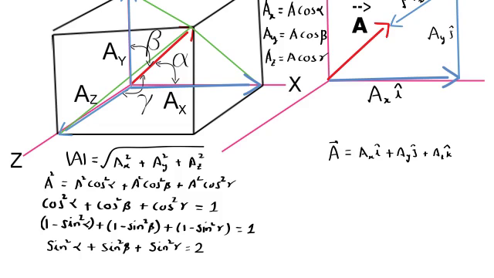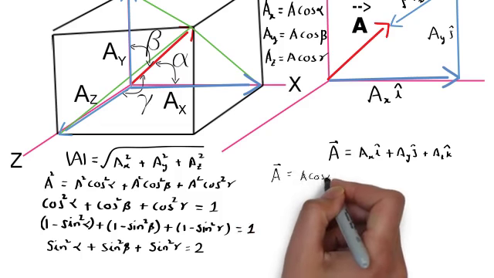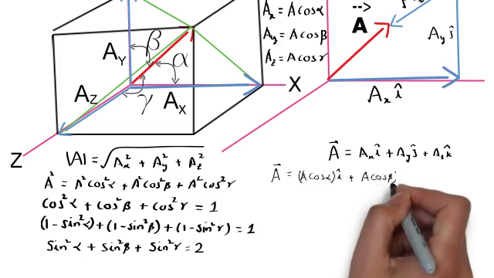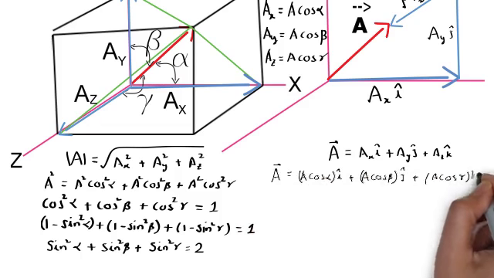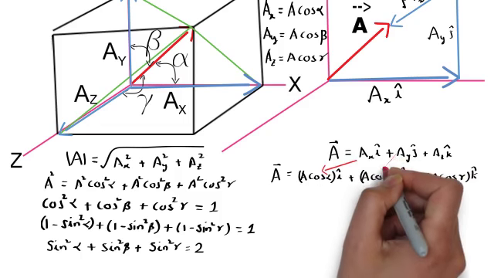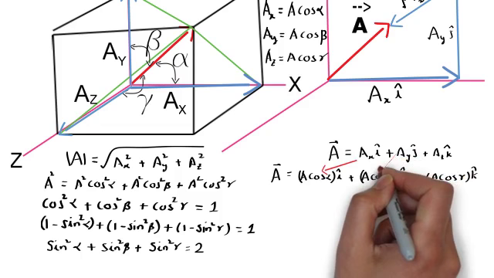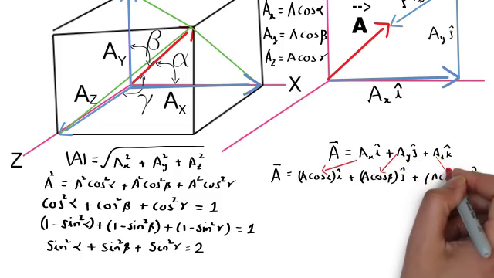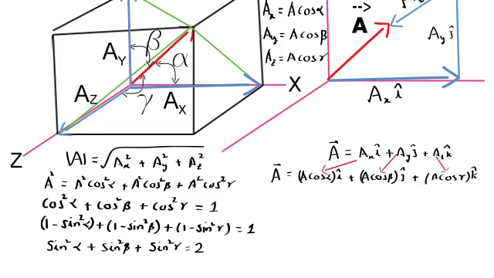Thus, vector A can be written as A cos alpha i cap plus A cos beta j cap plus A cos gamma k cap, where A cos alpha is the x component Ax, A cos beta is the y component Ay, and A cos gamma is the z component Az.